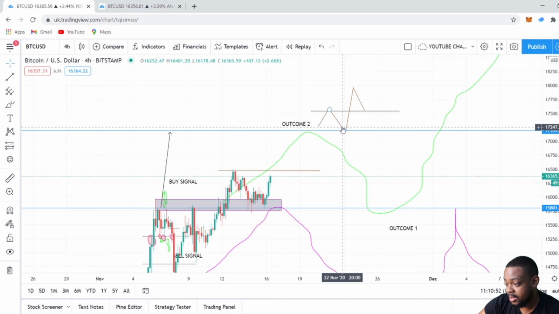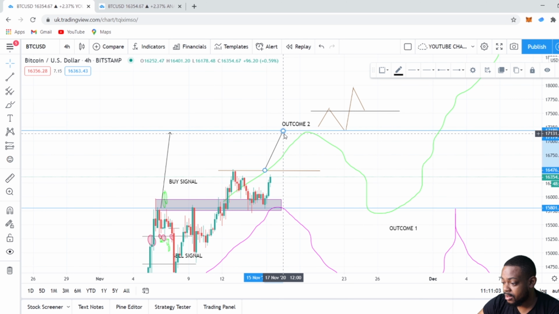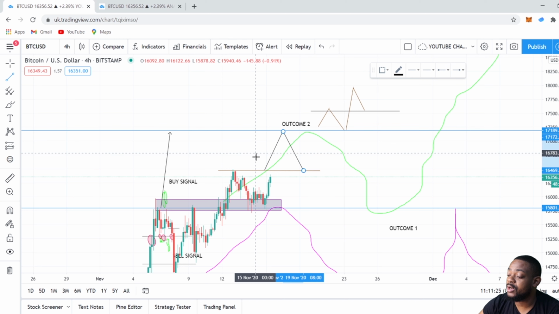Okay, however, on this level, if it breaks here and comes back to this level, I'm looking for it to retest here, and then once it retests, once it's going up, it's going to set new levels of higher lows and higher highs.